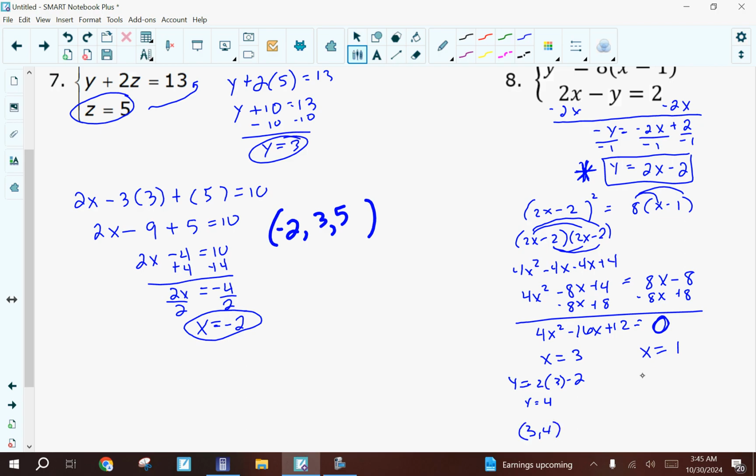And then the second answer is going to be y equals 2 parentheses minus 2. We'll stick the 3 in there. Oh, actually not the 3. I already did the 3. We're going to stick the 1 in there. That's why I have it underneath the 1. So 2 take away 2 is 0. So the other answer is 1 comma 0.